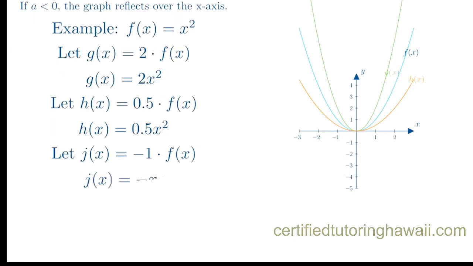Finally, let's consider a reflection. Let j of x equal negative f of x, which is negative x squared. The negative sign flips the graph over the x-axis. A standard parabola opens upward, but negative x squared opens downward. This is a reflection.